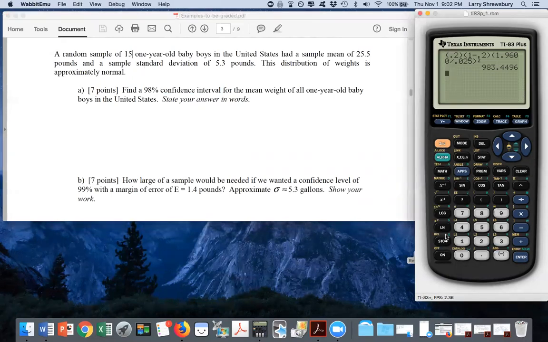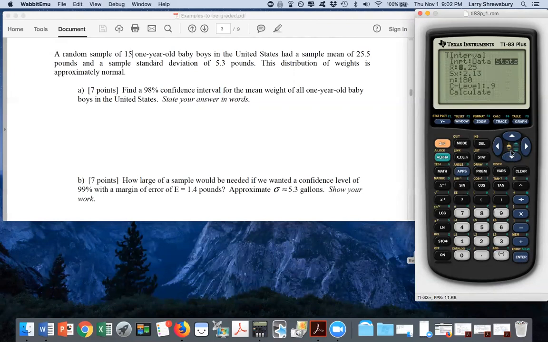Oh, let me wake up my calculator again. Likes to get sleepy on me. There we go. And so we'll press stat, go over to test, and go to t-interval, not z. Z-interval would be very wrong here because it's a small sample size, so it'll be too far off.